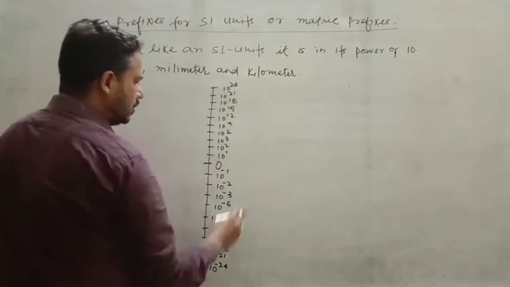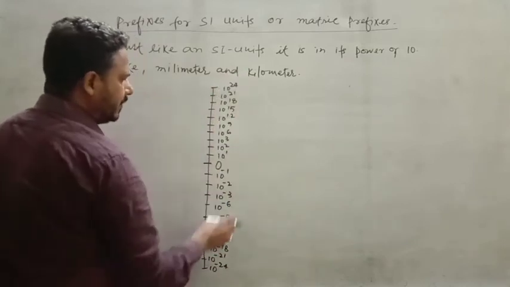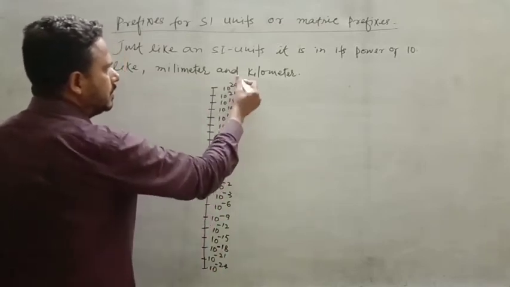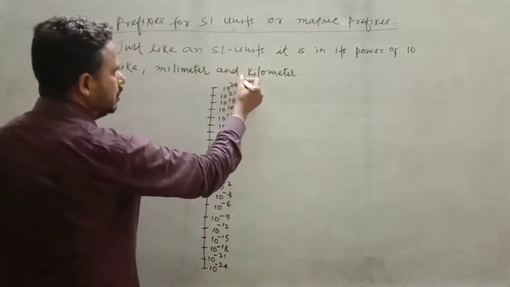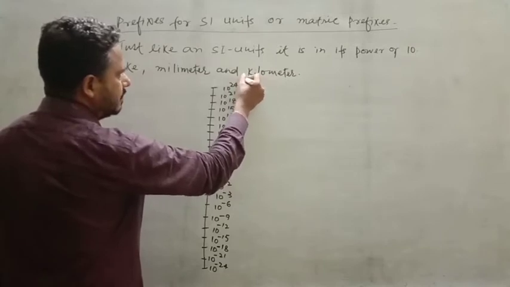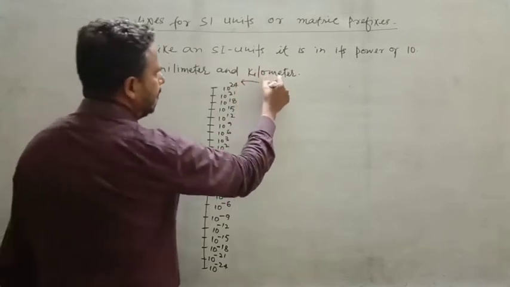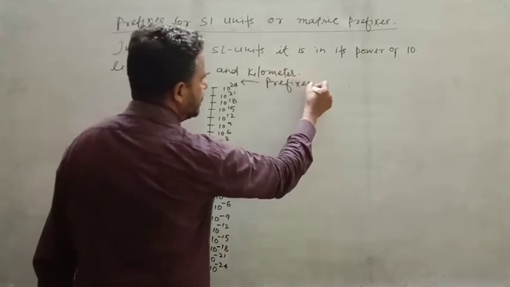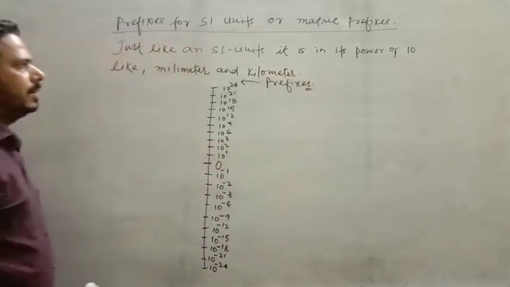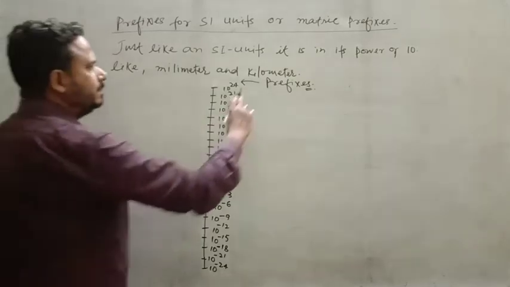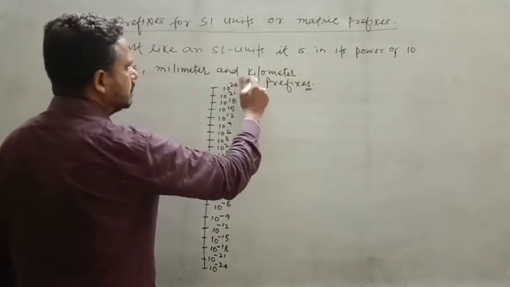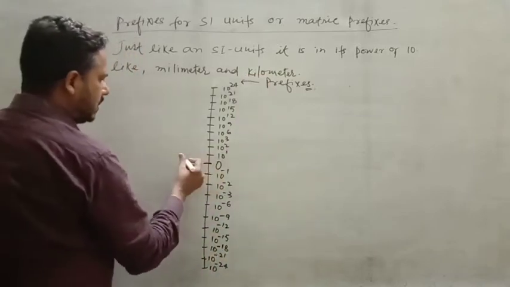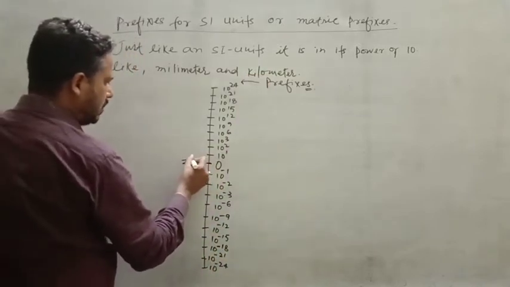So this one is your prefix. So this one is called prefixes. Okay. Accordingly, this one is 0. So simply this is called 0.